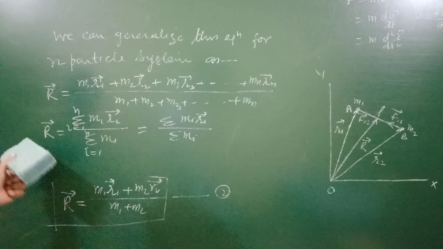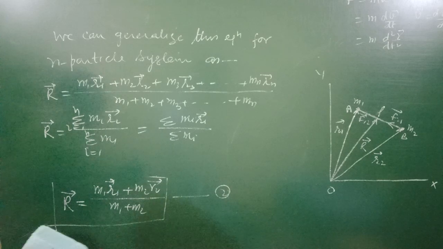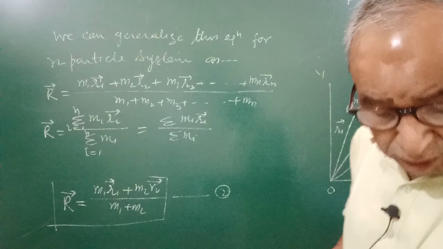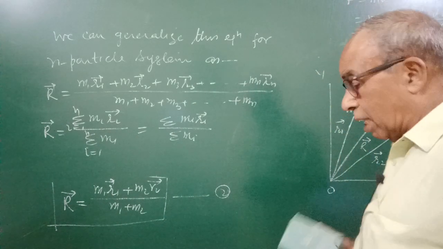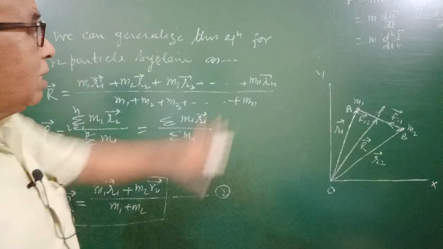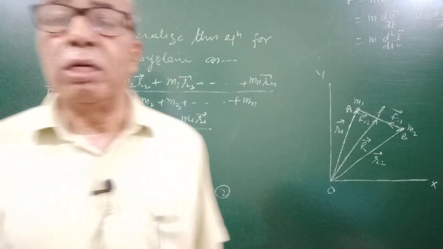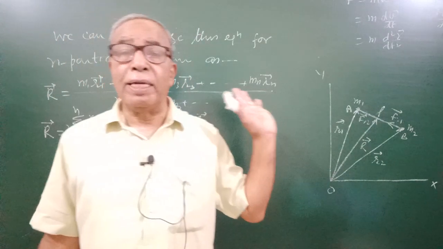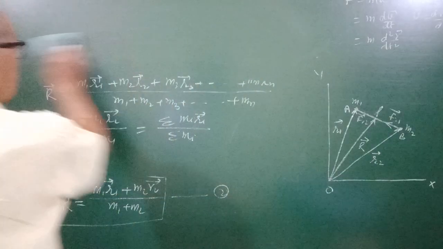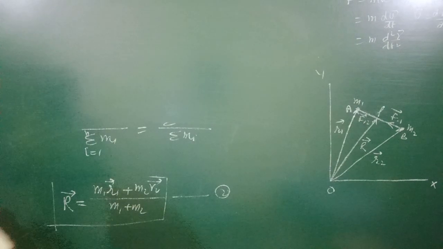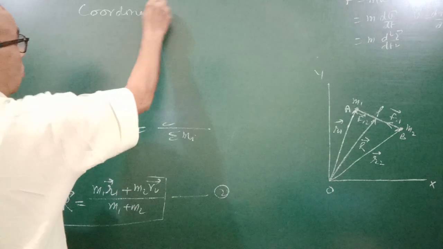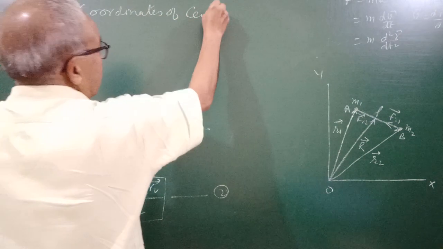The right side has dimension of length. So we can generalize equation 2 for an n particle system. But still you are in confusion about the center of mass. If we know the coordinates of any point, then we can reach that point. It becomes simple to locate the point if we know the coordinates of the center of mass. So now I come to coordinates of center of mass.